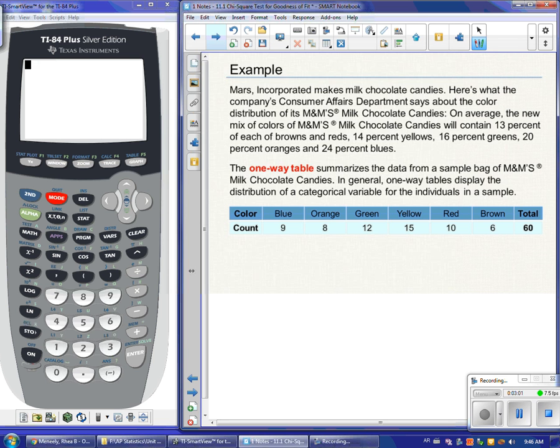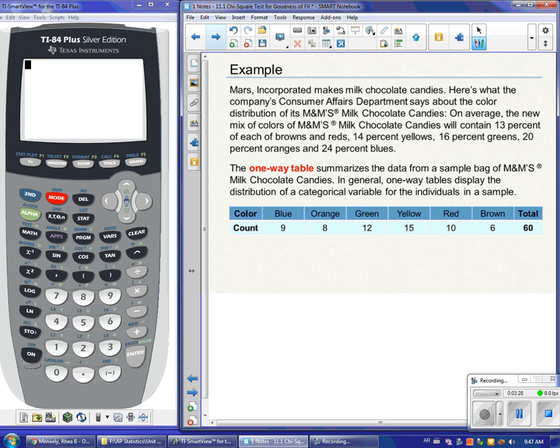Mars Incorporated makes milk chocolate candies. Here's what the company's Consumer Affairs Department says about the color distribution of its M&M milk chocolate candies. On average, the new mix of colors of M&M's milk chocolate candies will contain 13% each of browns and reds, 14% yellows, 16% greens, 20% orange, and 24% blue. The one-way table, or the list, basically summarizes the data from a sample bag of M&M's milk chocolate candies.